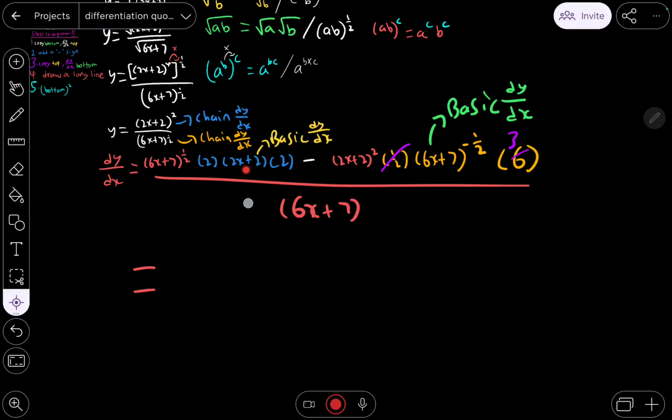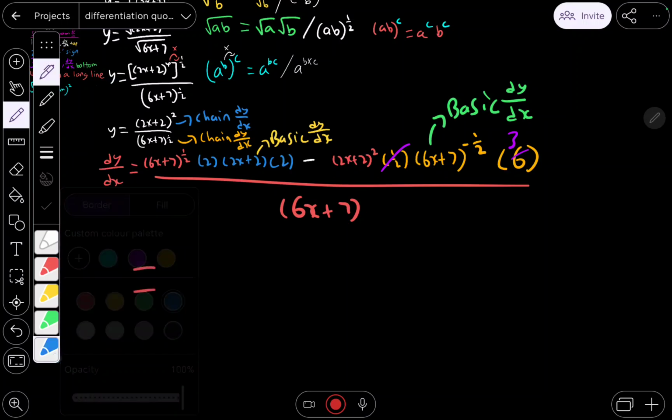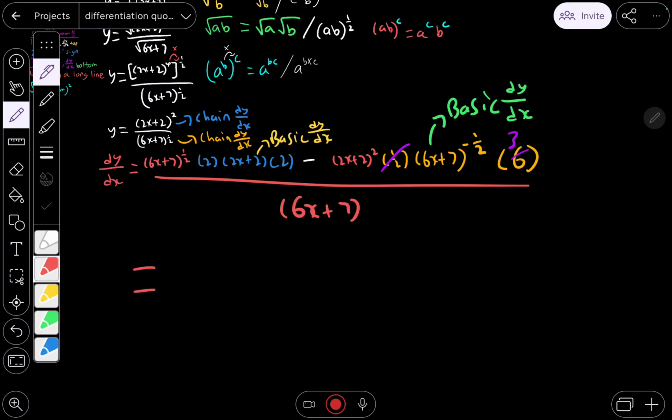2x plus 2 here and 2x plus 2 squared. Which one is in common? 2x plus 2 or 2x plus 2 squared? Remember, when we factorize, always take the lowest power. So I will take 2x plus 2.